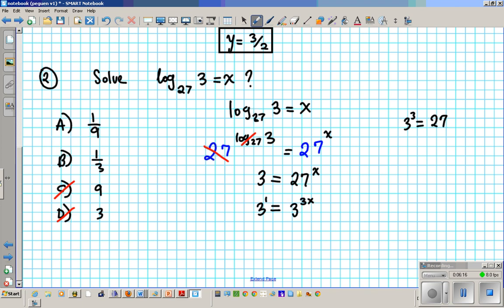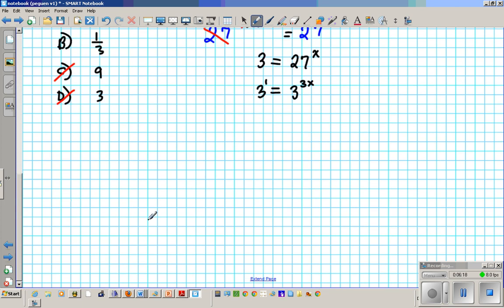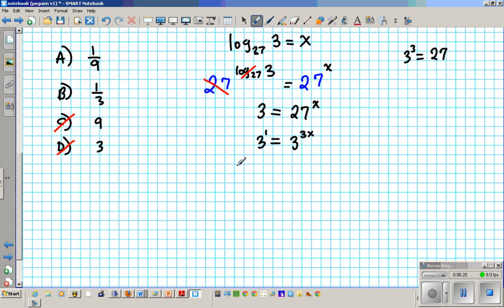Since there's no power here, the power is 1. So we're going to take log base 3 of both sides. So log base 3 of 3 to the 1 equals log base 3 of 3 to the 3x. So on the left side, this cancels out, and on the right side, this cancels out. So we're just going to have 1 equals 3x. Divide both sides by 3. And our answer, x equals 1/3.